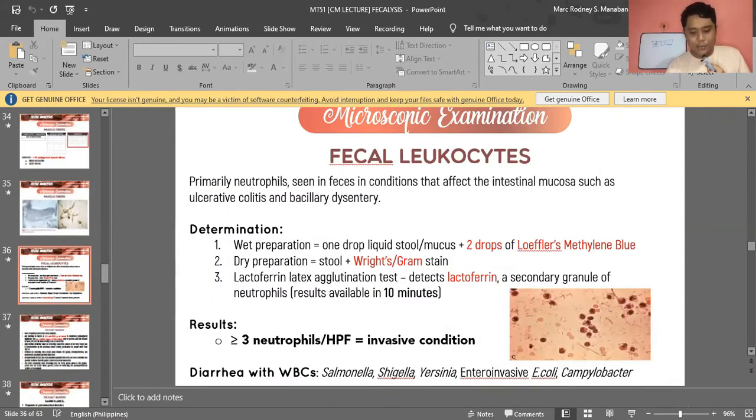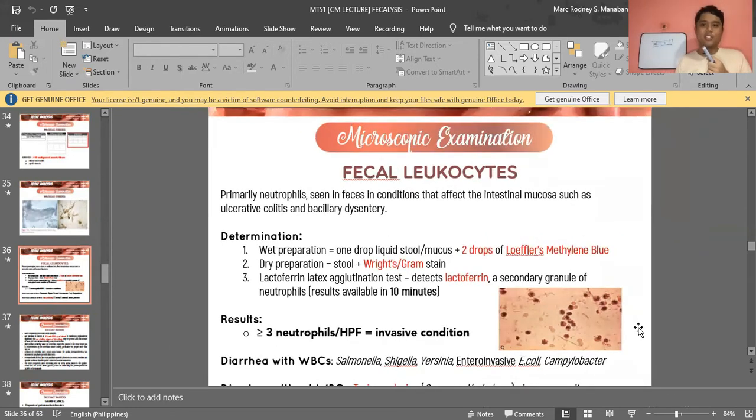Now, for fecal leukocytes, the presence of neutrophils especially could indicate infection and inflammation, such as ulcerative colitis and bacillary dysentery. So how do we determine these fecal leukocytes? We have 3 methods. Number 1, wet preparation: 1 drop of your liquid stool or the mucus, since there are many WBCs here, plus 2 drops of Loeffler's methylene blue, and then you look for the WBCs stained with methylene blue. Another is dry preparation. You make a stool smear on a slide, let it dry, stain with Wright's or Giemsa, and then look for the WBCs.